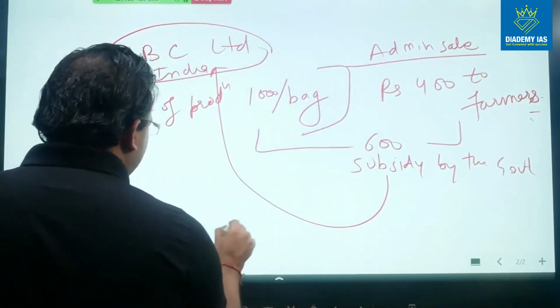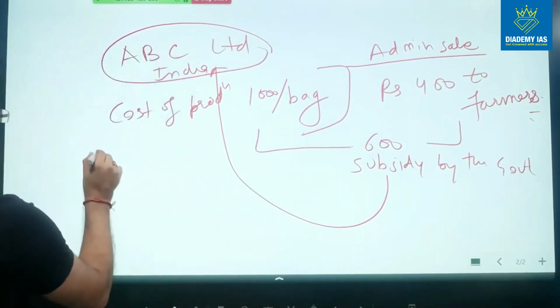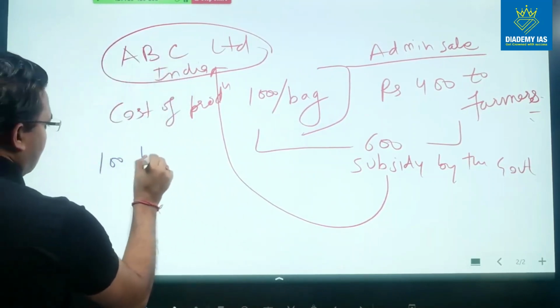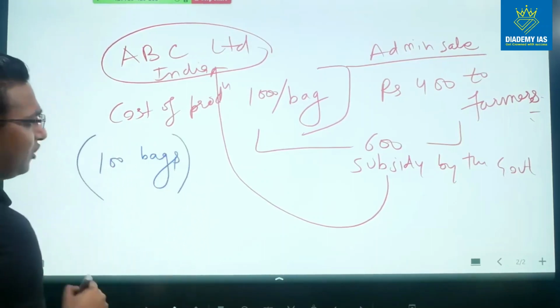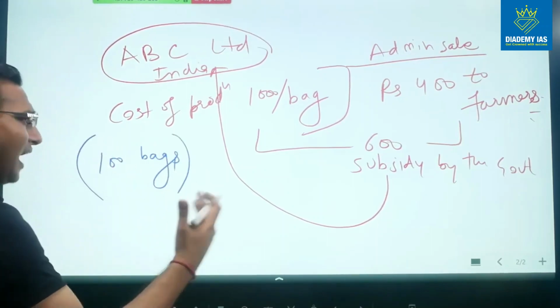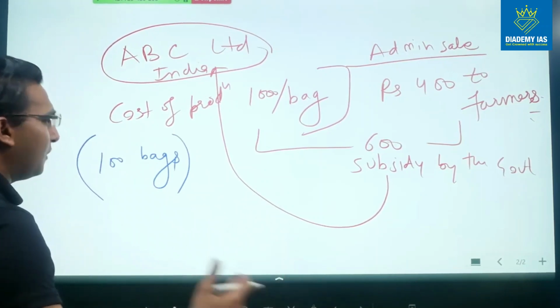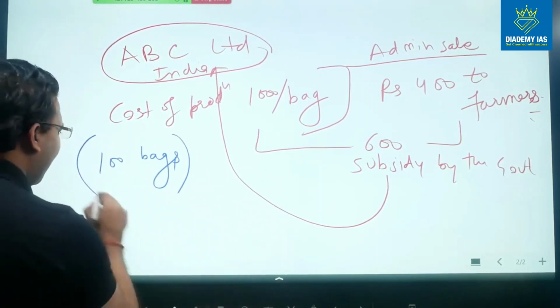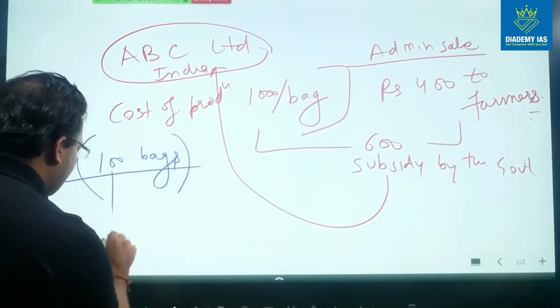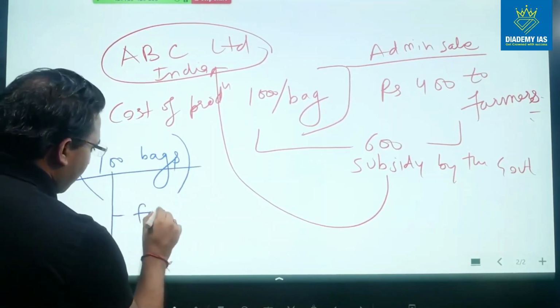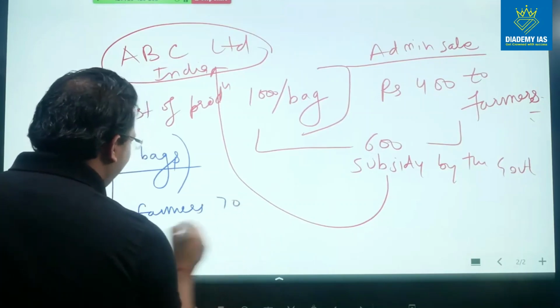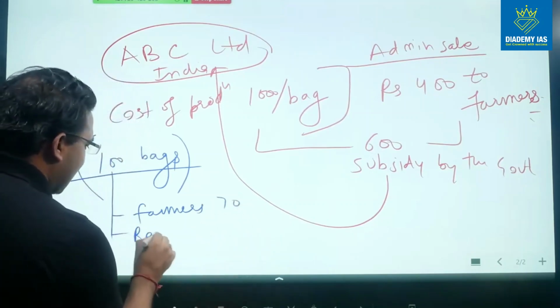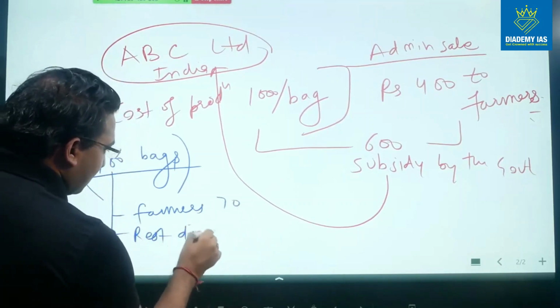Suppose this ABC Limited produced 100 bags, right? So it will get the subsidy for the 100 bags from the government, because it will show that I produced 100 bags and I sold 100 bags. But actually out of the 100 bags, it is selling, suppose 70 bags to the farmers, and rest it is diverting to the industry, right?